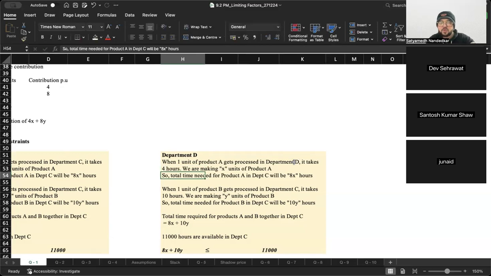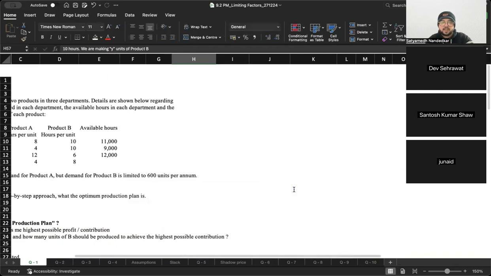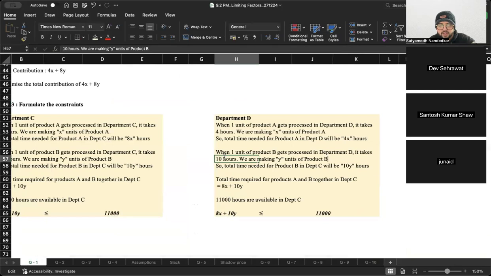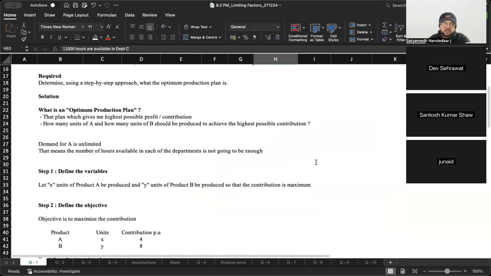And we are making X units of product A. So total time required for product A in department D is going to be 4x hours. When one unit of product B gets processed in department D, कितना टाइम लगता है? प्रोडक्ट B को 10 hours लगता है. ठीक है, it takes 10 hours and we are making Y units of product B. So department D में product B को कितना टाइम लगेगा? 10Y hours. And total time required for products A and B together is 4x plus 10y.